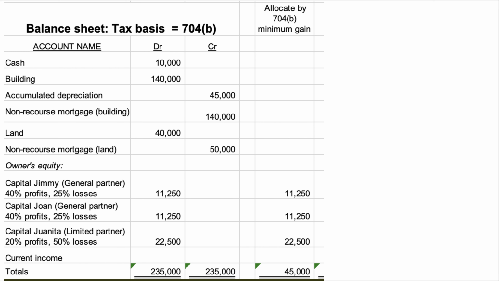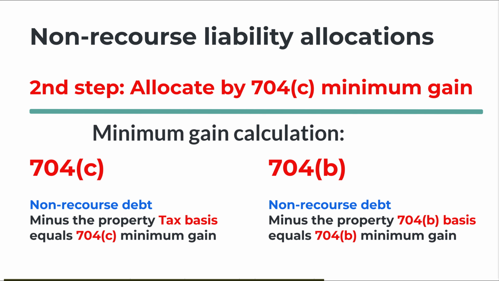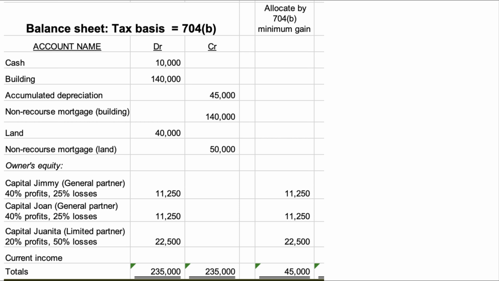The second step is to allocate non-recourse liabilities based on the partner's share of 704C minimum gain. The 704C minimum gain is calculated the same way as 704B minimum gain, except that the 704C minimum gain is the non-recourse debt in excess of the property's tax basis, rather than the 704B fair market value basis. In our example, the 704B basis and the tax basis are the same number, $40,000, but they could be different. This is where the non-recourse mortgage on the land comes into play.